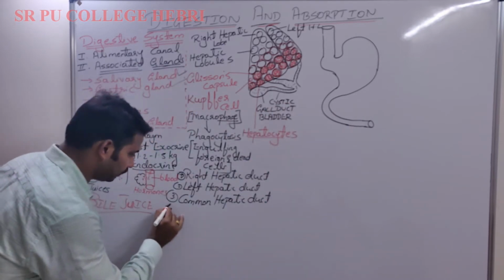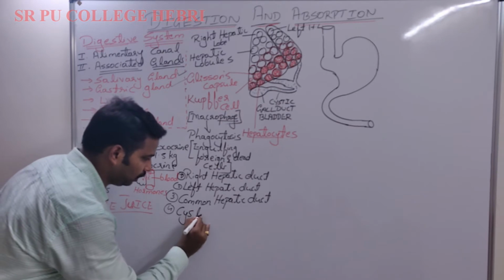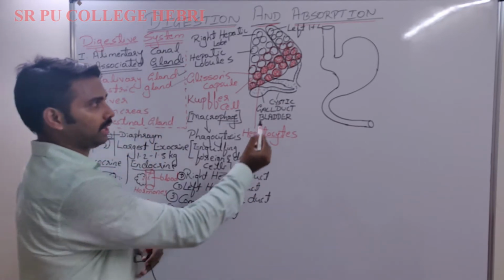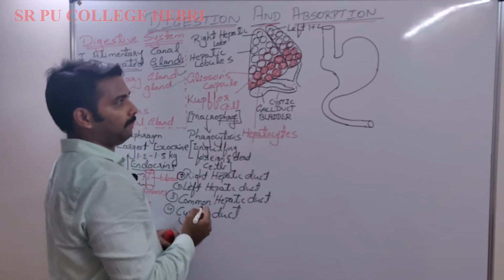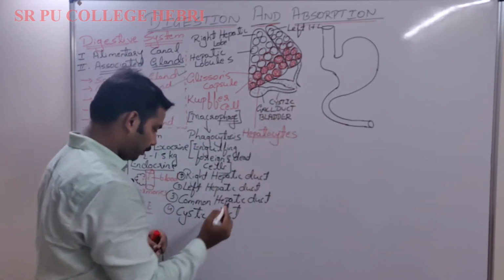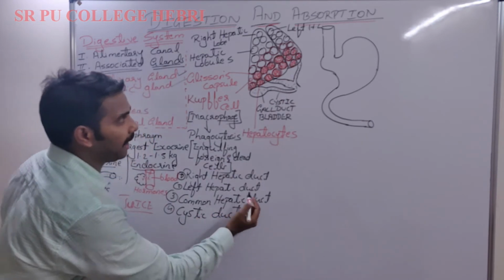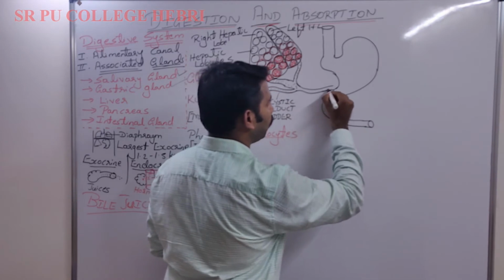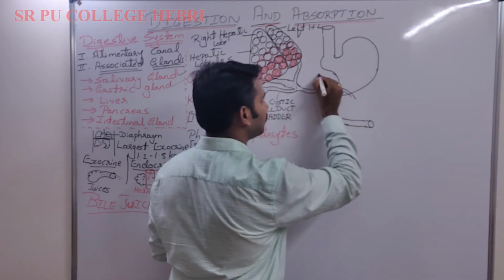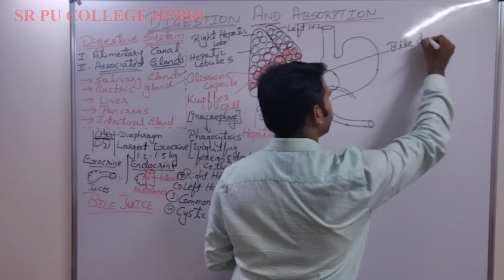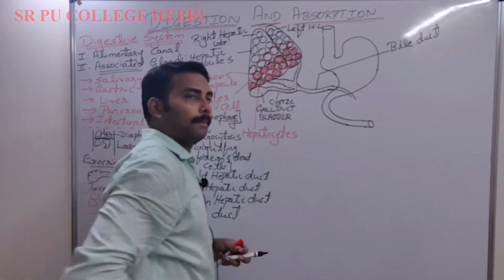I will write it once again. What is that duct called? Okay, cystic duct, okay, is the duct of the gallbladder. Cystic duct joins with which one? Common hepatic duct and forms another duct which is called bile duct. What is that called? Bile duct.